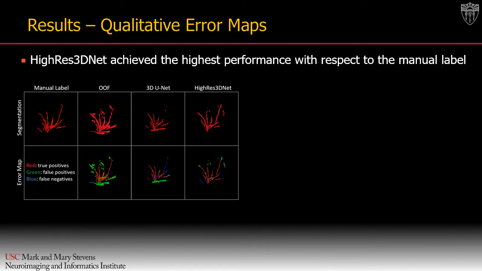Using 3D projections of the segmentation results from each method, we could produce qualitative error maps. Here we have an exemplary result from one subject. The manual segmentation label is shown in the first column and segmentation by OOF, 3D-UNet, and high-res 3D-net in the top row of the other three columns, respectively. The bottom row shows the error maps where red voxels indicate true positives, green voxels false positives, and blue voxels false negatives. Simply by visual inspection, high-res 3D-net appears to have achieved the highest performance.